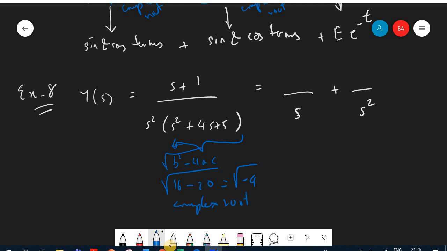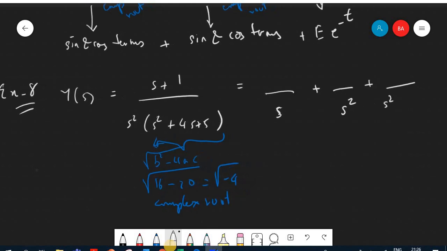So the solution for that part definitely will be sine and cosine. Continuing, I will just keep it as it is: s squared plus 4s plus 5. And in this case, I'm going to put here A over s, and this is s squared, so it will be one order less, so it's Bs plus C. And this is also s squared, so this will be Ds plus E.